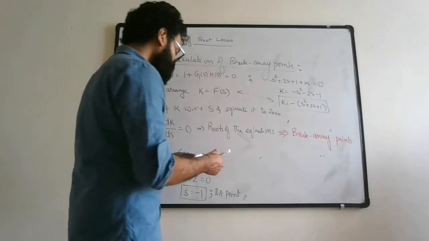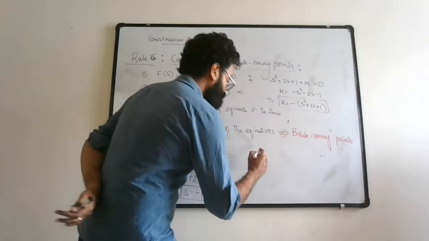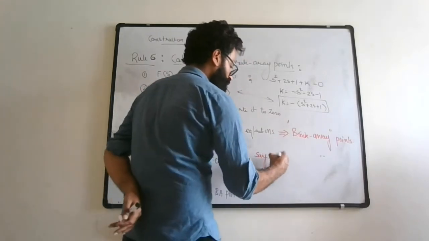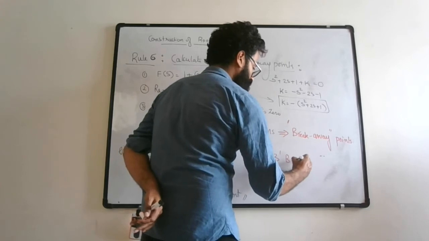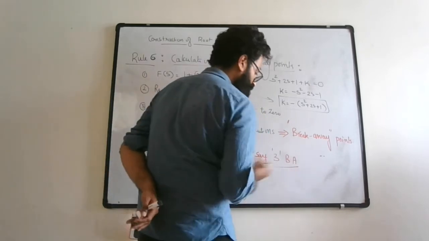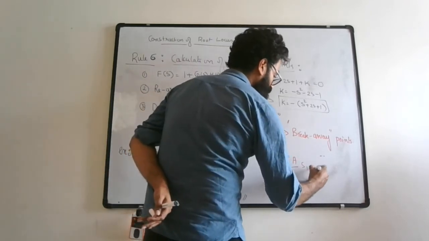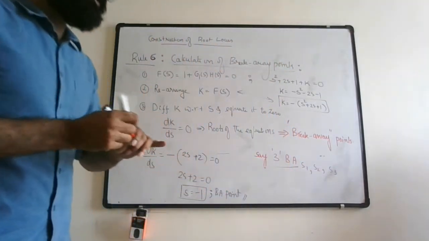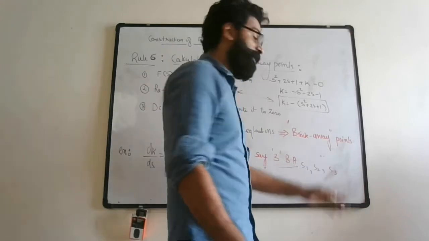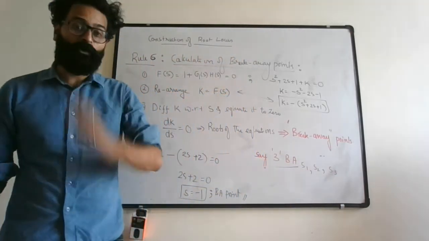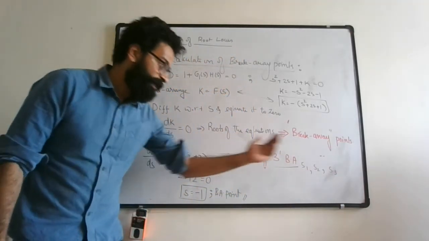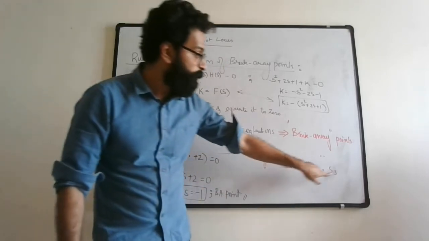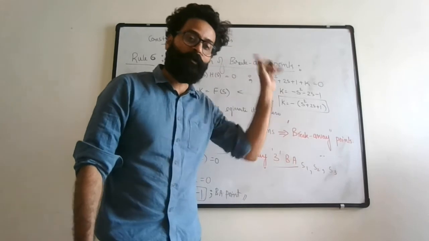Let's say, for example, you have got 3 breakaway points, BA for short: S1, S2, S3. You want to know whether all 3 breakaway points are valid or not. To check whether they are valid breakaway points, you have to place these breakaway points in rule number 3.